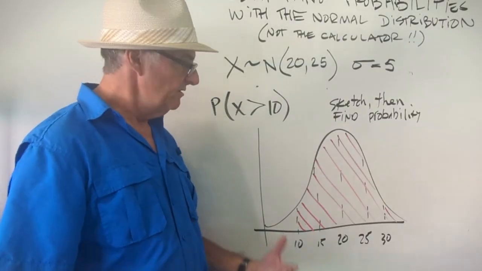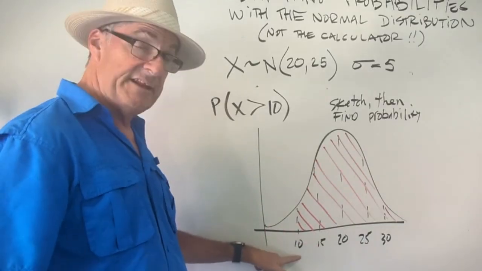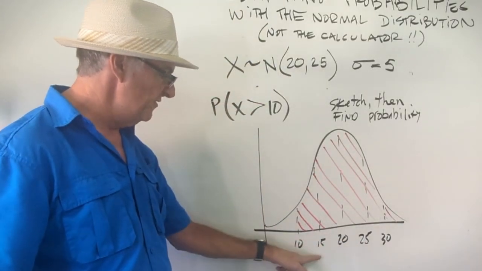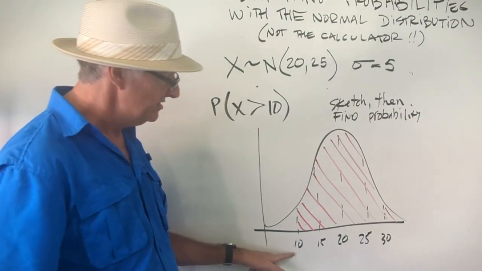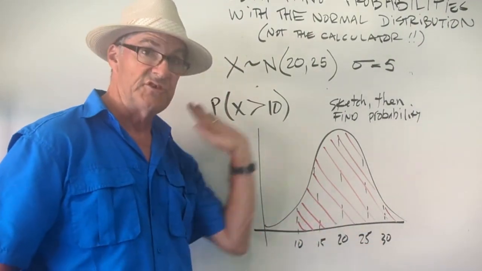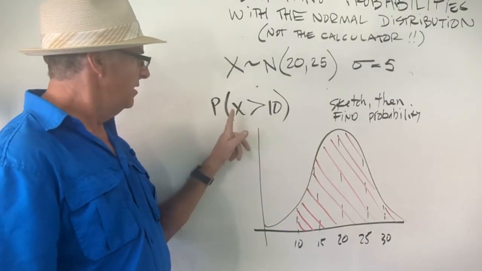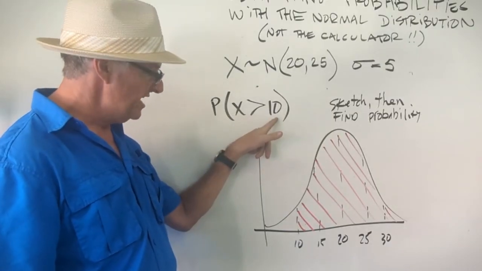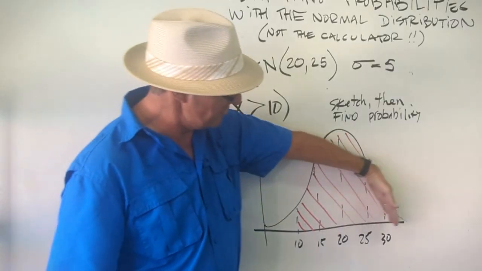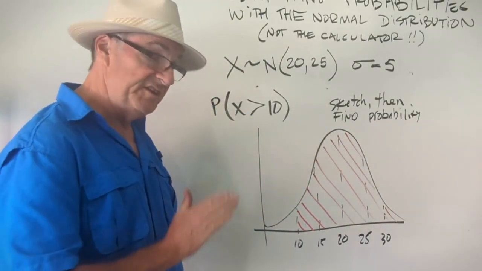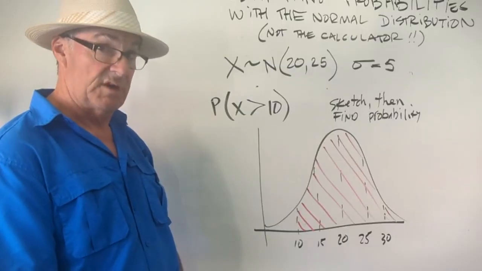Okay, here's our sketch. Pretty straightforward. I just went ahead and labeled it 2 standard deviations away from the mean. So we know we're 20, 15, and 10. That's 2 standard deviations. And then 25 and 30, that's also 2 standard deviations. Here is my calculation prompt: random variable x greater than or equal to 10. So I shaded everything greater than or equal to 10. Okay, pause the video and find that probability.